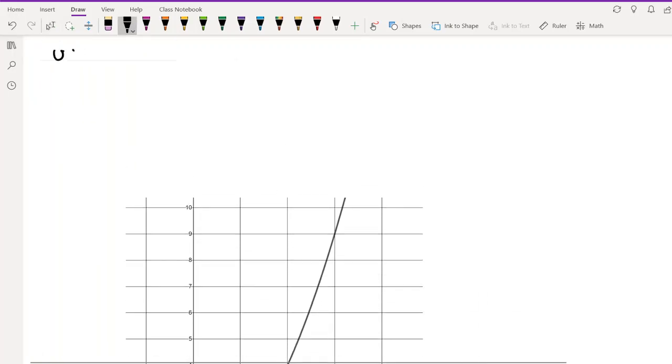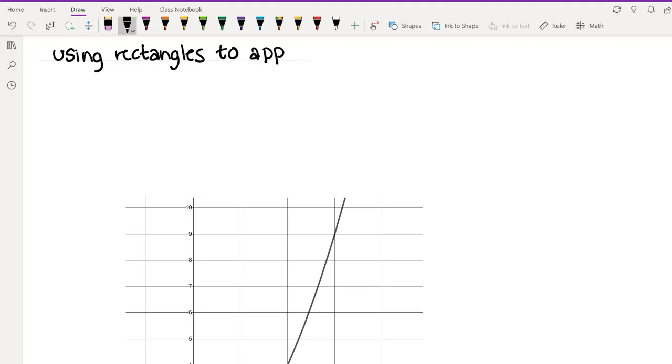So let me just write a title up here. So using... okay. And by the way, the fancy name for what we're about to do is Riemann sums.